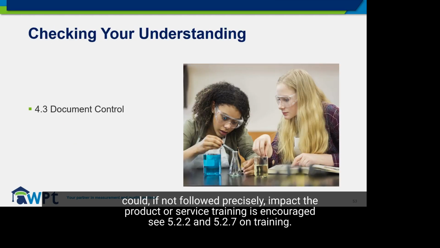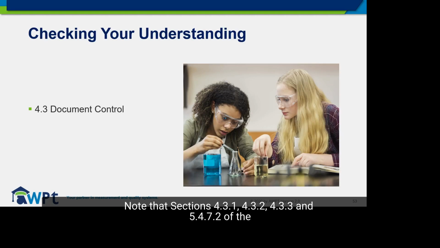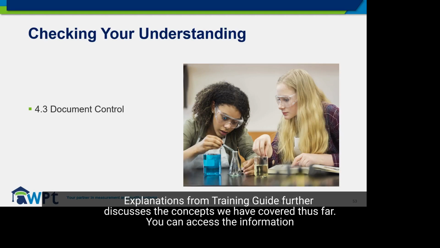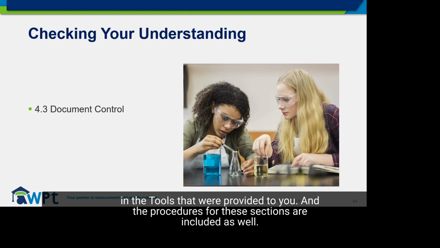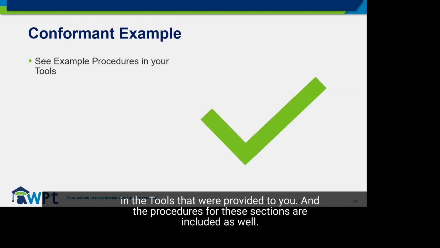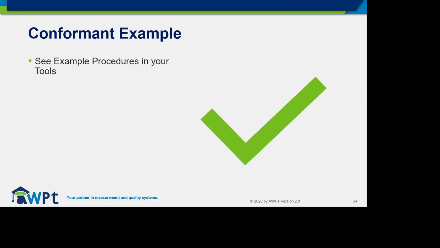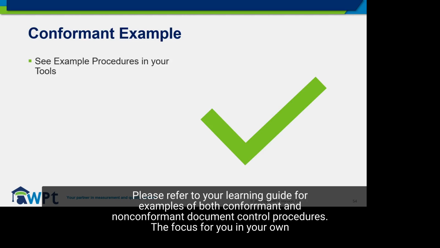Note that sections 4.3.1, 4.3.2, 4.3.3, and 5.4.7.2 of the explanations from the training guide further discuss the concepts we have covered thus far. You can access the information and the tools that were provided to you, and the procedures for these sections are included as well. Please refer to your learner guide for examples of both conformant and non-conformant document control procedures.